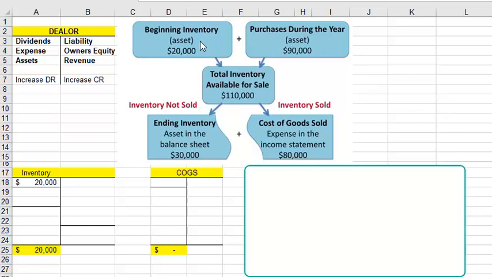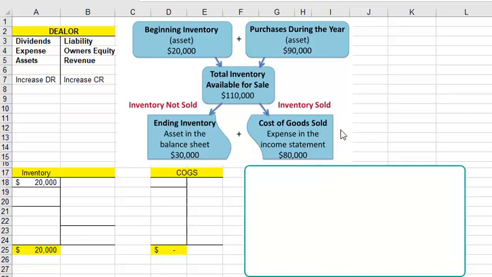So we have beginning inventory, which is an asset, so over here on DEALER, of $20,000. During the year, we purchased $90,000 of additional assets. This gives us total inventory available for sale of $110,000. At the end of the year, we have ending inventory of $30,000. Therefore, we must have had sales of $80,000.